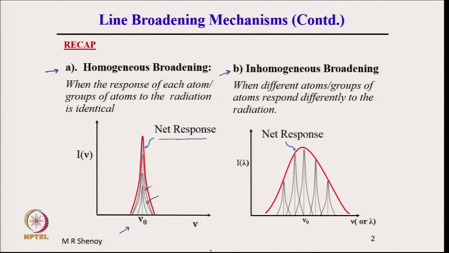In the case of inhomogeneous broadening, different groups of atoms, so these responses which are in the inset here correspond to response of different groups of atoms. They are centered around different frequencies here, as you can see, and the net response is represented by the envelope, the peak of which corresponds to nu 0, which is the atomic resonance frequency. We will discuss this in a little bit more detail in this lecture.